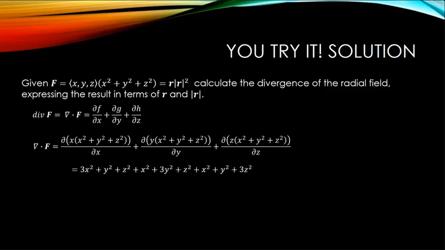This gives me 3x squared plus y squared plus z squared, plus x squared plus 3y squared plus z squared, plus x squared plus y squared plus 3z squared, which becomes 5x squared plus 5y squared plus 5z squared. I factor a 5 out, and I get 5 times the quantity x squared plus y squared plus z squared, which can be written in terms of the magnitude of r. This gives me 5 times the magnitude of r squared. In other words, my divergence is positive on this field.